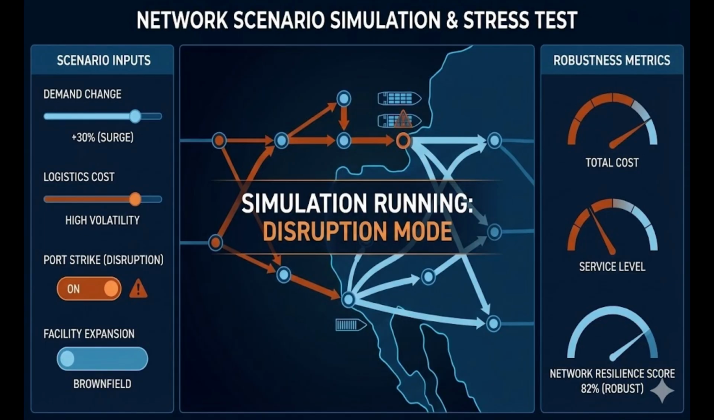For the scenario analysis, we run scenarios such as brownfield expansion versus new facilities, or greenfield, and stress test for changes in demand and logistics costs to evaluate how robust the solution is under disruption risk.